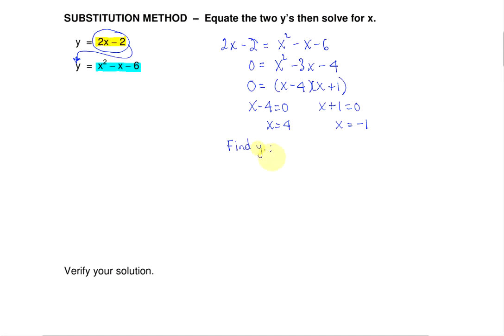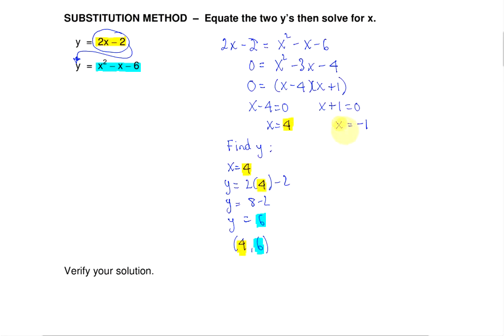Okay, so I'm going to find y when x is equal to 4. I'm going to plug it into my linear function, so I'm going to go 2 times 4 minus 2, that's going to give me 8 minus 2, which is 6. Okay, and so when x is 4, y is 6, and so one point of intersection is at (4, 6). So we had one x value of 4, which we plugged into here, and so our x coordinate is 4. And I wanted to find y, and so my y coordinate is 6.